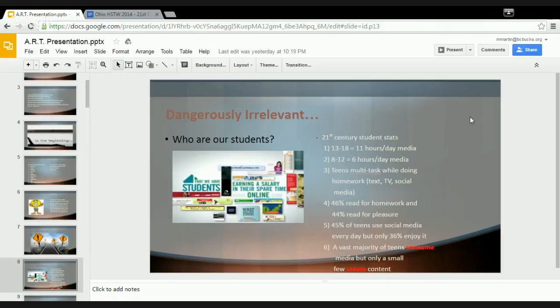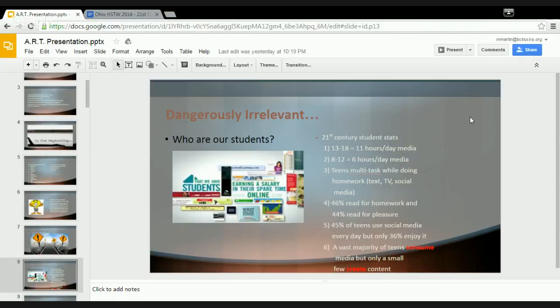And then stat number 5 down there: 45% of teens use social media every day, but only 36% enjoy it. Now that's a powerful stat too. Being a principal, let me just tell you, there are a lot of social media issues that come through our buildings. Only 36% enjoy it. That's a whole other conference. That's a whole other technology discussion about why students use something that they dislike so much.